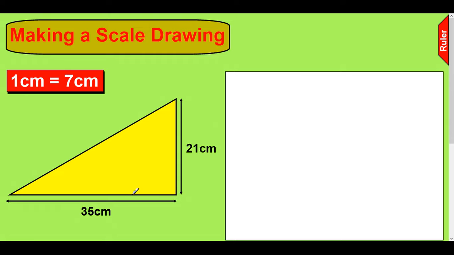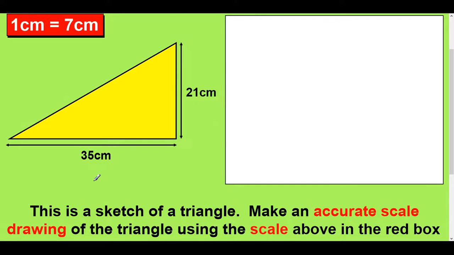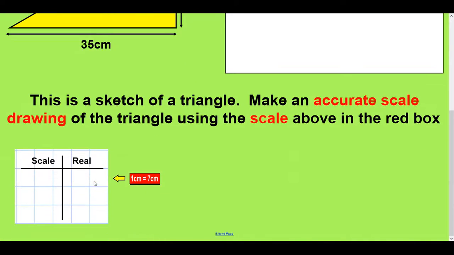Okay, what about drawing a triangle? Again, we've got a scale here. We've got a height and a base. So we'll start the same way. We've got a triangle here, so create a wee table, scale and real. We've got 1 centimetre is equal to 7 centimetres. And we'll put the real sizes in this side here. So we'll go for 35.